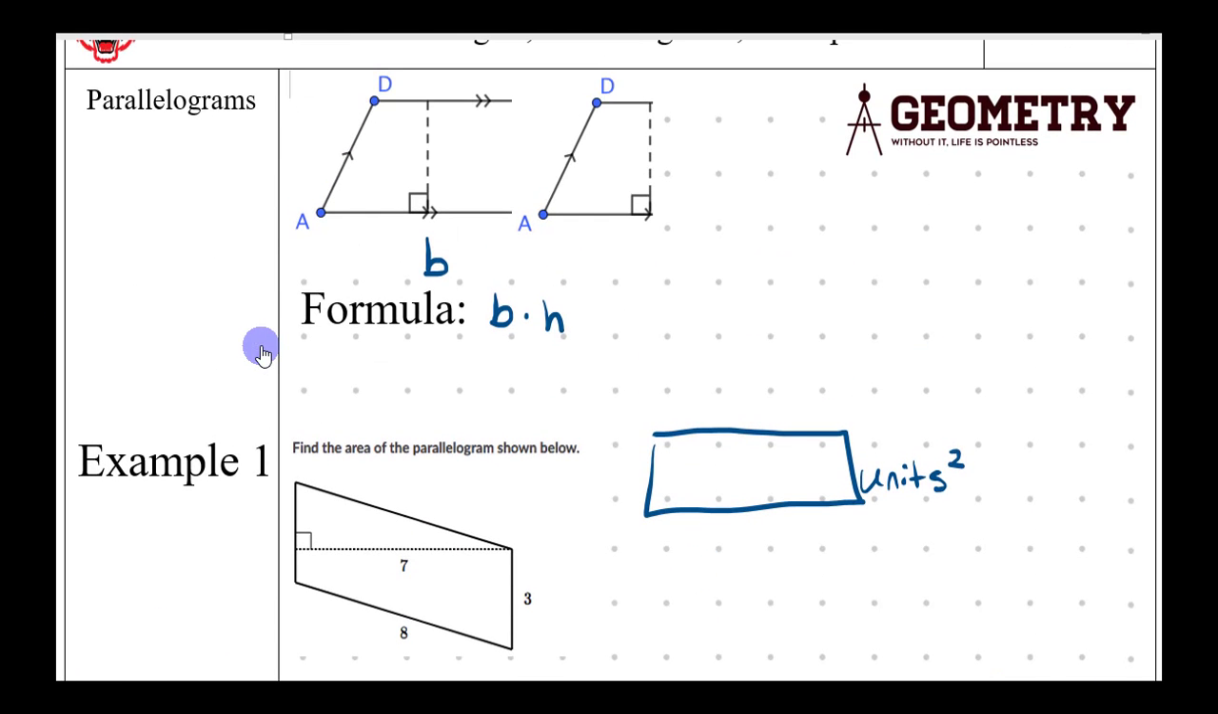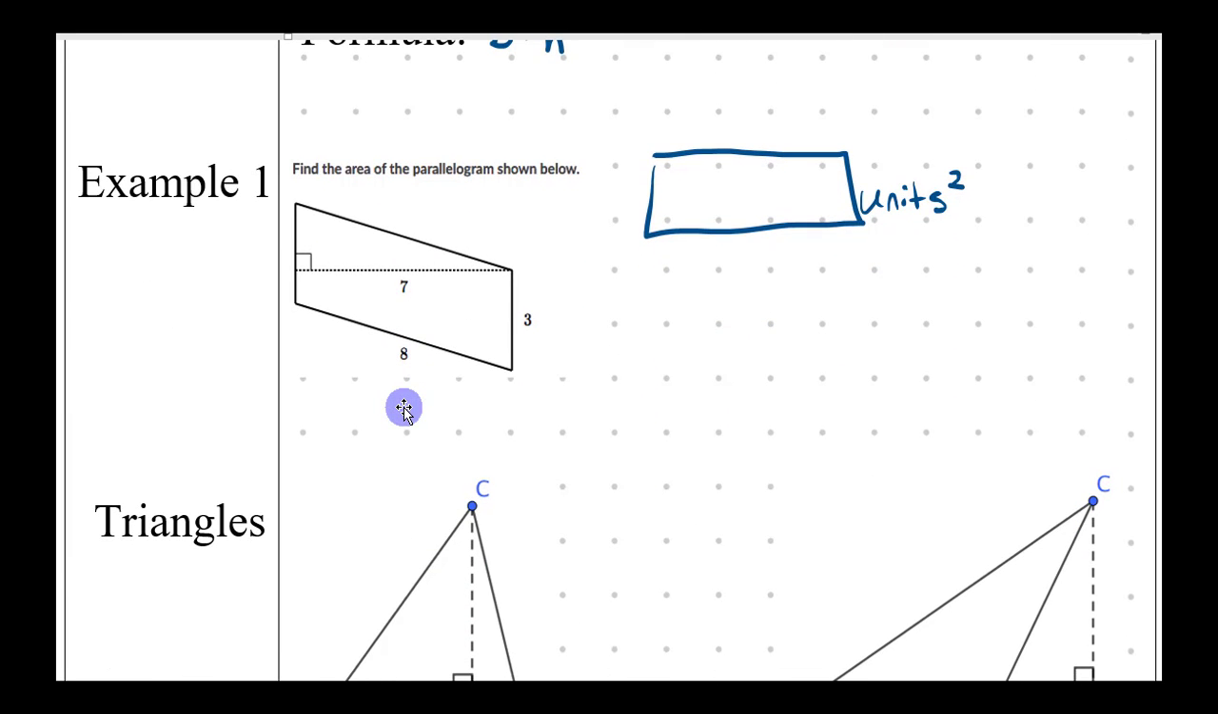All right, so let me show us how to do this one. The base here, they rotated the base. The base here is 3. If this length is 3, this length over here is also 3. Label that now. This length here is 3. They rotated this to try to trick us.